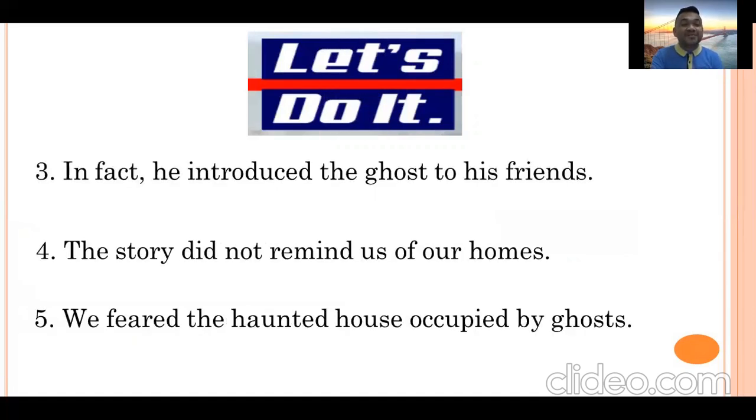Okay, so in fact, number 3, in fact, he introduced the ghost to his friends. Ooh. So what do you think is the subject here? Who does the action? He. And what is the action verb? Introduce. Captivating. And introduce what? Or who?